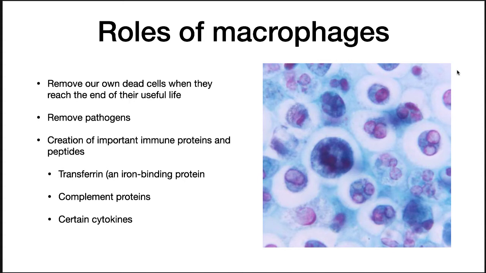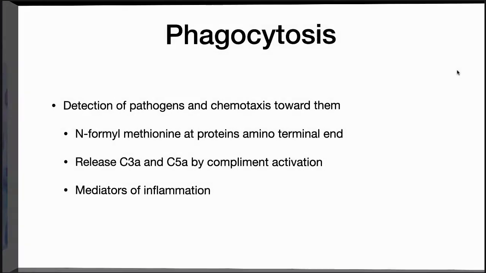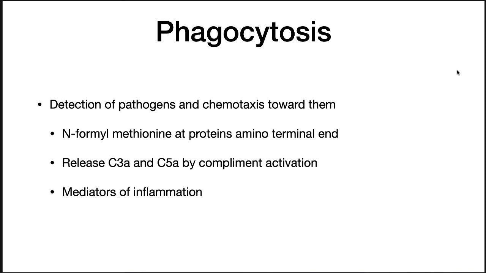Now, both neutrophils, monocytes, and macrophages can go through the process of phagocytosis. So let's spend some time talking about that. The first part of phagocytosis is detection, and the detection of pathogens involves sensing their presence, and this can be done in a number of ways.